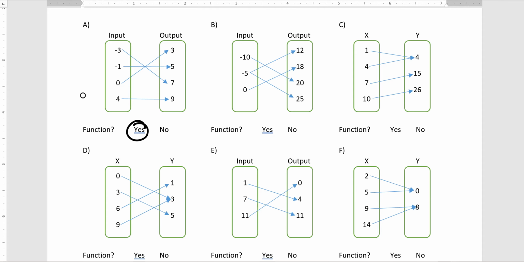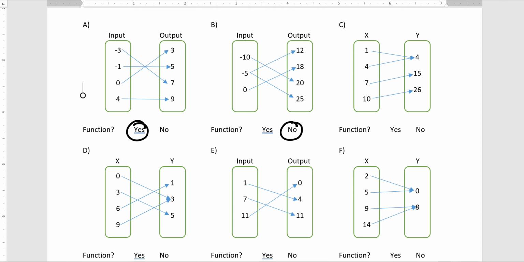What about letter B? I have inputs of -10, -5, and 0. -10 goes to 20, -5 goes to 12 and 25. So I know right away this is not a function. -5 creates multiple outputs. Looking at letter C, I have inputs of 1, 4, 7, 10.